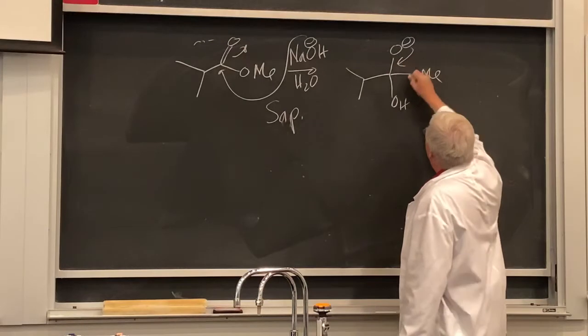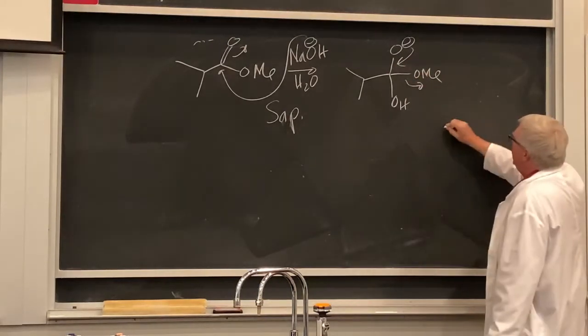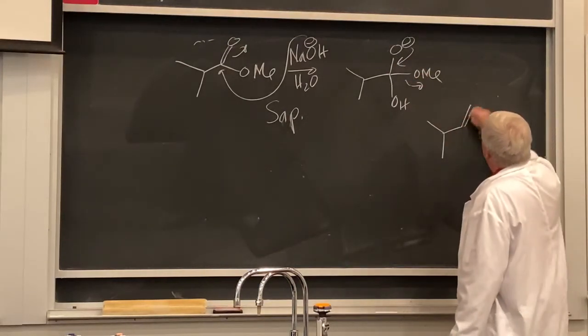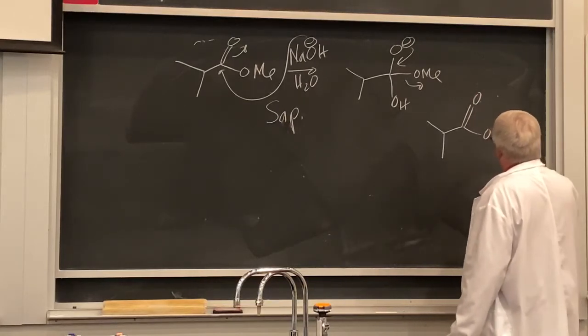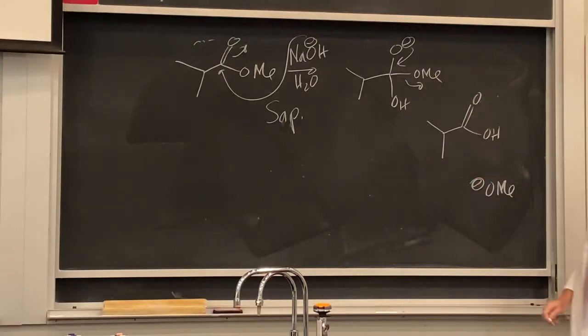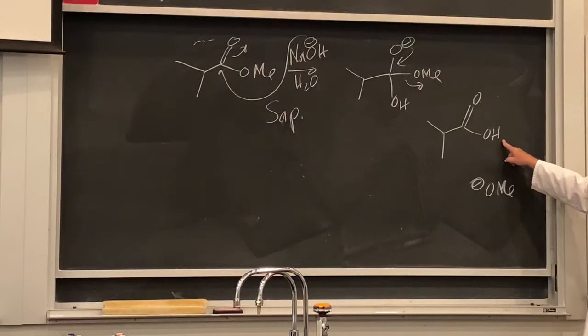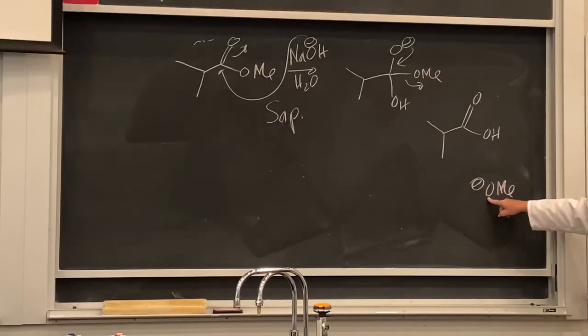So we get to this point. Let's break it down. Tetrahedral intermediate. What do we get here? Oh, we get the carboxylic acid. And we get OMe minus. Are we done? No, this is basic conditions. This carboxylic acid is not going to hang around. This is methoxide in the presence of water.